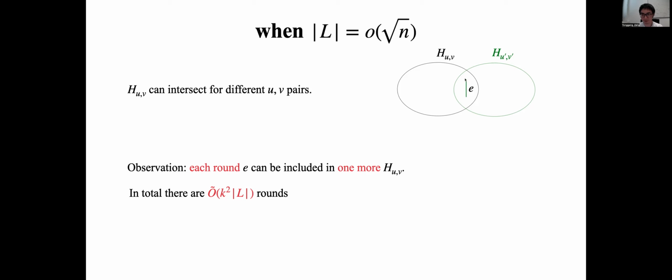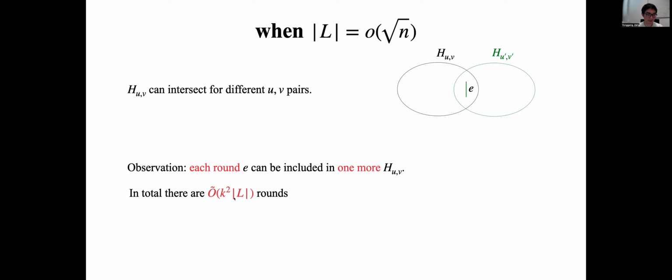Basically, we don't want this H_E to be included in too many H_UV pairs, because if there are too many, then the congestion is still super large. The observation is that each round this edge E can be included in just one more edge U width, because remember that edge U width is defined to be the joined edges jointly as the PU, PV, and the augmenting parts of U and augmenting parts of V. And in each round, each edge can be included in at most one of them.